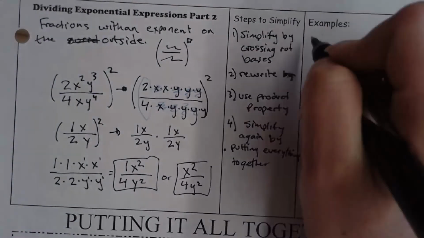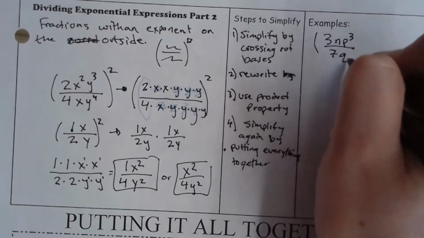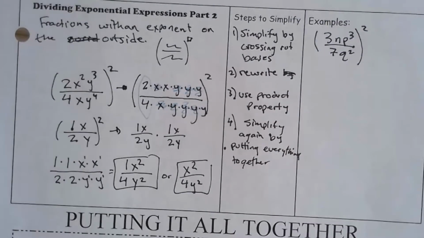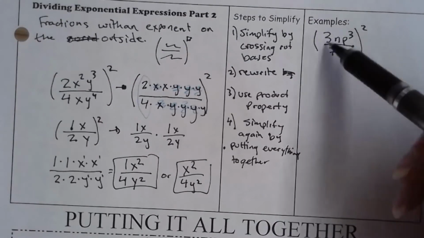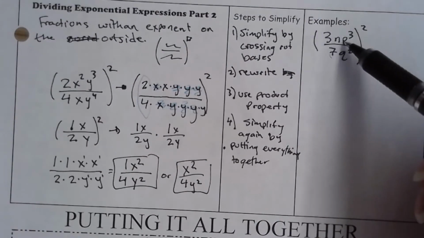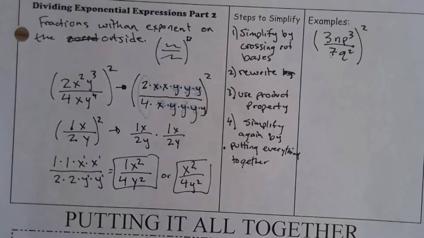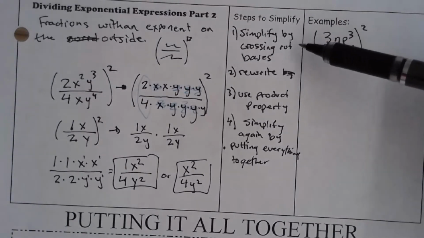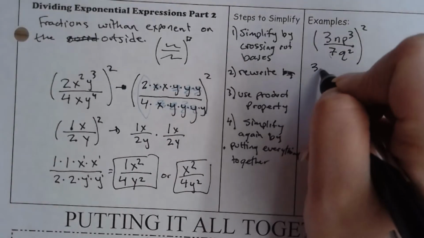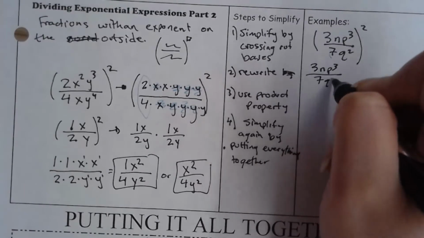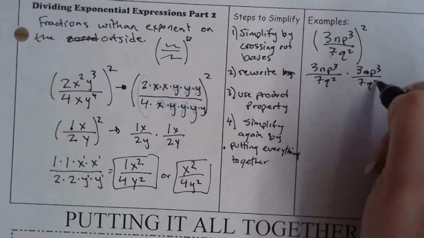Okay, my first one is going to be 3np cubed over 7q squared, squared. Okay, if we look at step 1, if you notice 3 and 7, they don't have any number in common, and then I have np on top in the numerator and a q in the denominator at the bottom. Nothing's going to cross out, so really step 1, it's not going to happen. Okay, step 2, let's rewrite this. So this is 3np cubed over 7q squared times 3np cubed over 7q squared.